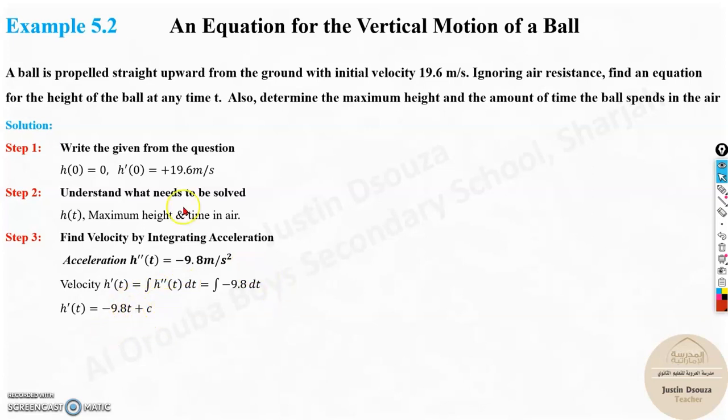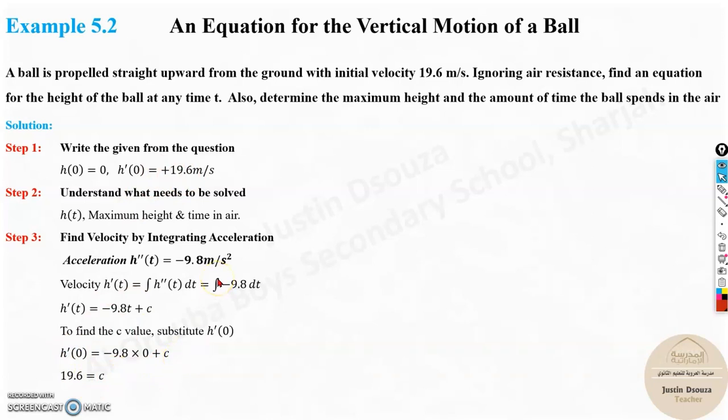How do you find this? You know the initial velocity is given, h dash of 0. To find the c value, substitute this h dash of 0 over here. When h dash of 0 happens, this t will become 0, every way t is 0, right? So this t becomes 0. What is h dash of 0? 19.6. That is the c value.